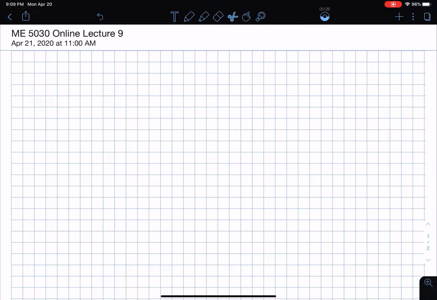Then in the next lecture, lecture 10 for MA 5030, we will be looking at the equations of motion of a spinning top. In the meantime, I hope all of you are staying safe and staying healthy. We're almost there. It's the end of the journey for MA 5030.